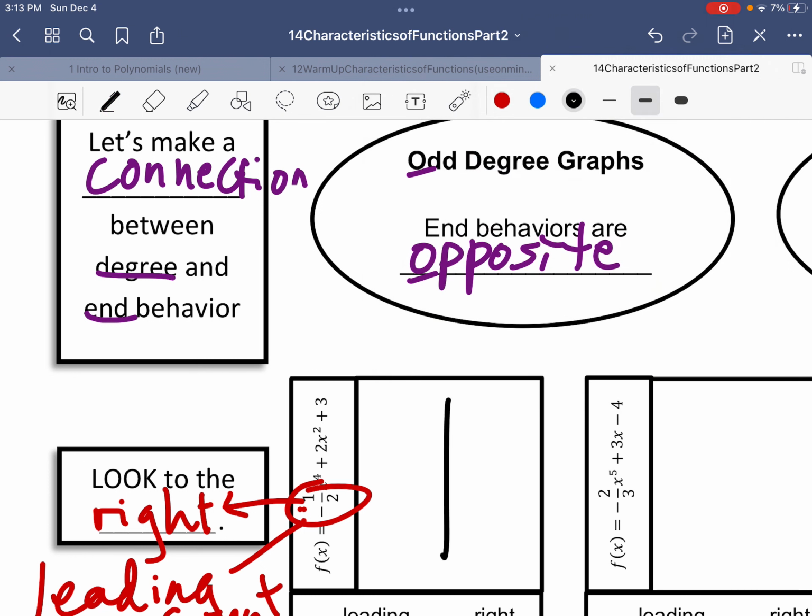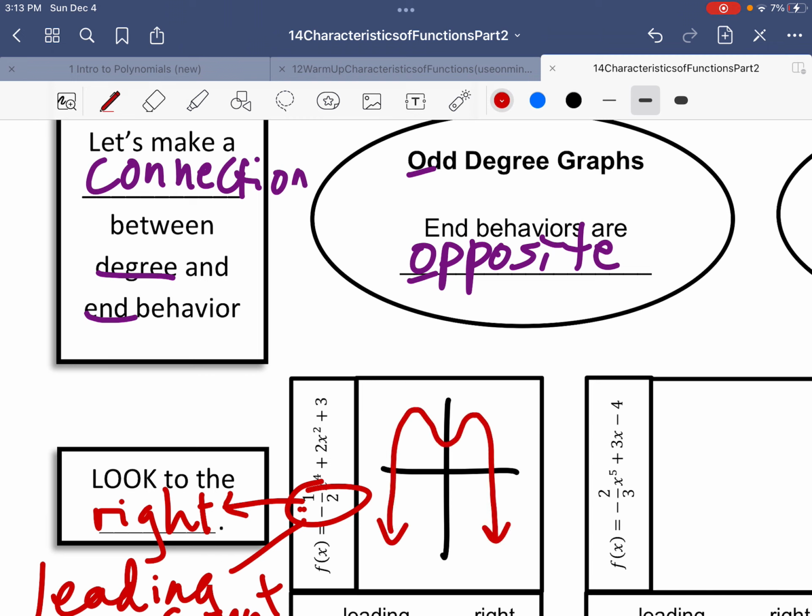But what we also want to do is notice what's happening to the right. And indeed, it looks like to the right, the graph is going down. Now, the graph is going down to the right, and my leading coefficient is negative. That's going to be something worth repeating. As I look to the right, I see the graph going down, and we have a negative leading coefficient.